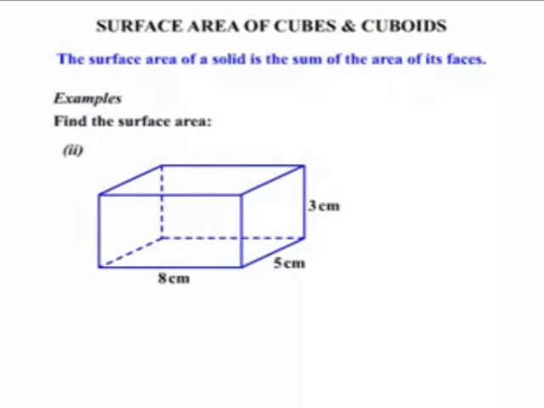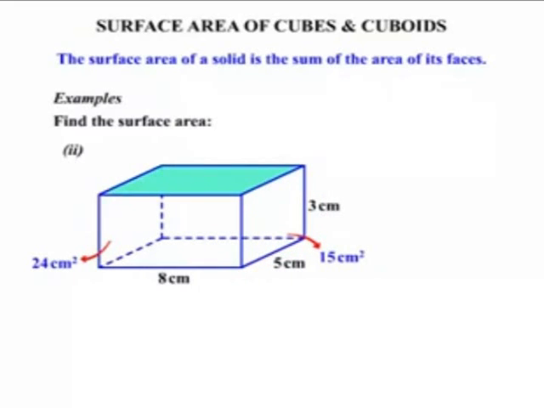Then I have a cuboid. Considering the front face, let's find its area. It's a rectangle, length is 8 centimeters, breadth is 3 centimeters. So 8 times 3 gives me 24 square centimeters. Now notice not all sides are equal, so we work out the other faces. Consider this face. Dimensions are 5 by 3. So we have an area of 15 square centimeters.